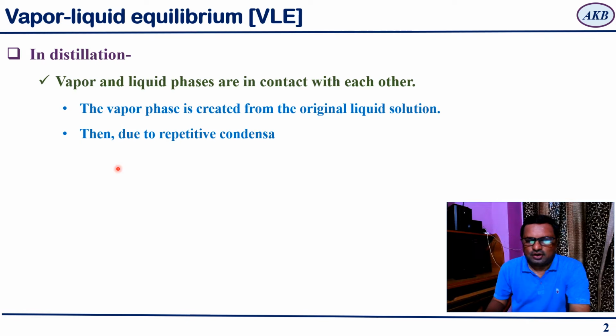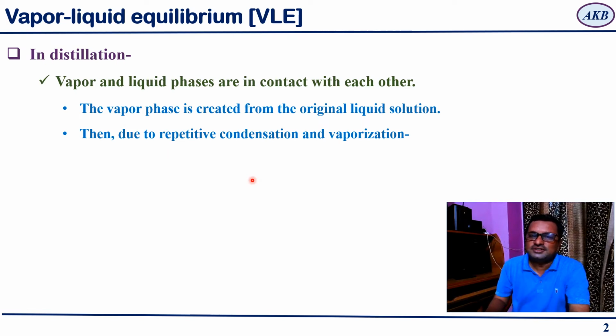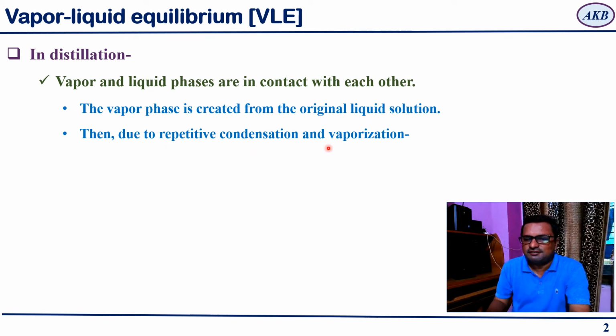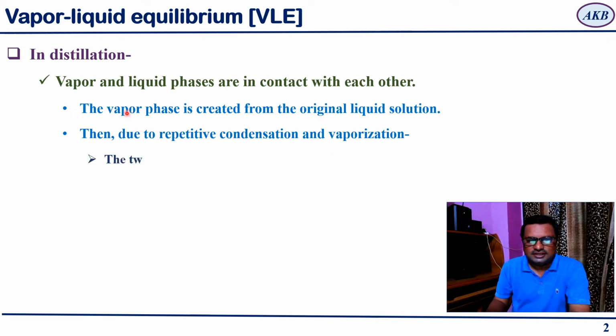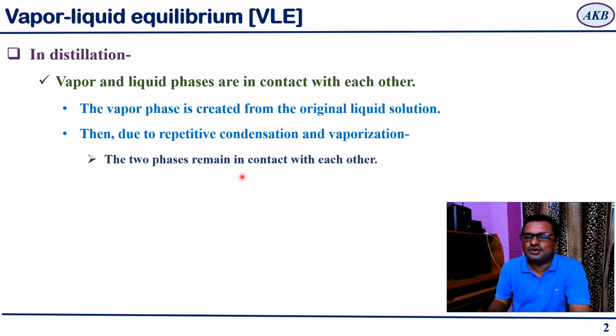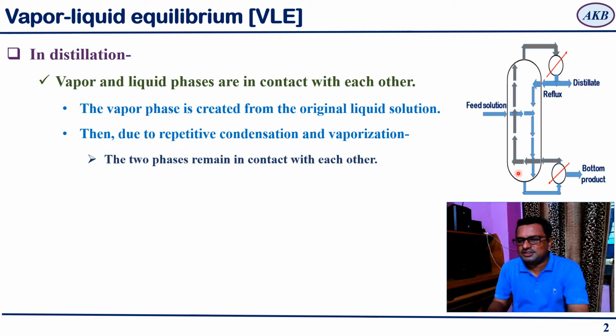Then, in order to increase the degree of separation, or in other words, to increase the purity of distillate and bottom product, what is done? Repetitive condensation and vaporization is done. There is repetitive condensation of the vapor phase, and repetitive vaporization of the liquid phase, or you can say repetitive boiling of the liquid phase. Due to this, vapor and liquid phases continuously remain in contact with each other. We will understand this with the help of this schematic diagram.